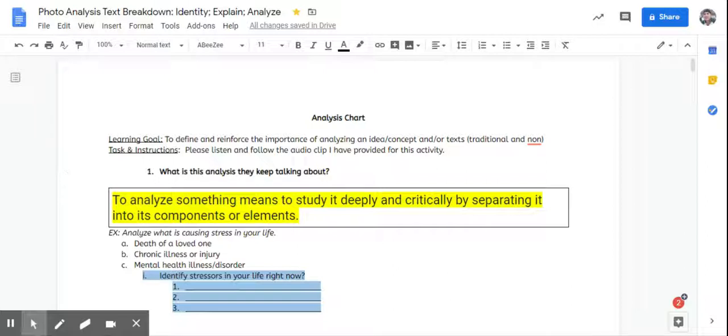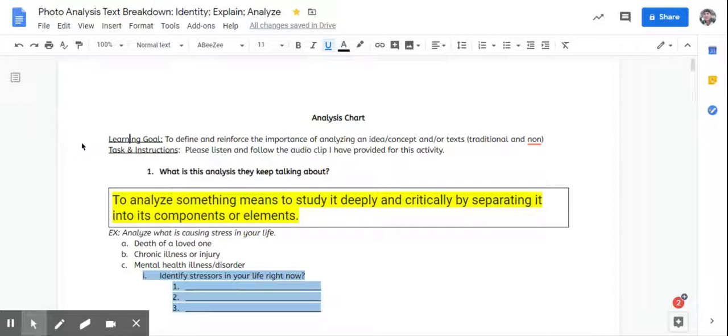All right, so analysis. The learning goal is to define and reinforce the importance of analyzing an idea or concept and or text, traditional and non-traditional. A traditional text would be an article from a newspaper, a magazine. It could be something from literature. Whereas a non traditional text could be song lyrics, it could be a painting, it could be a photo.